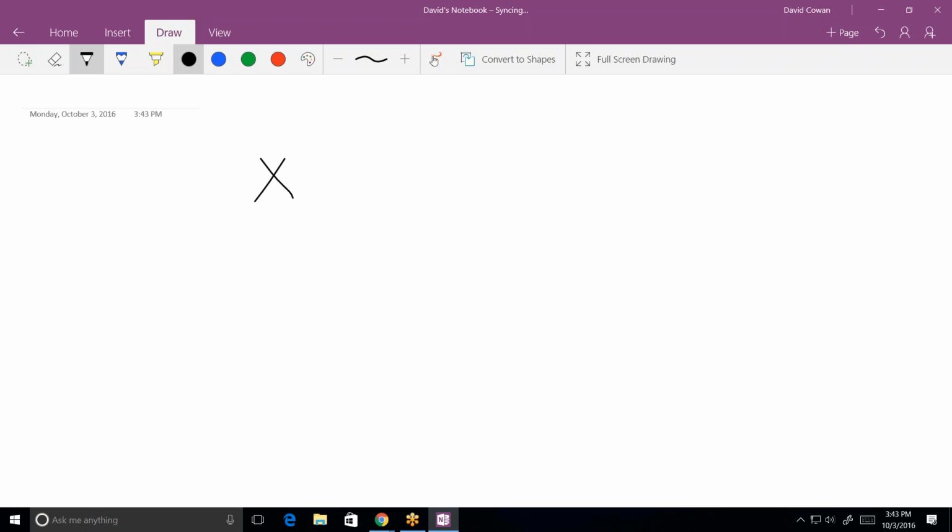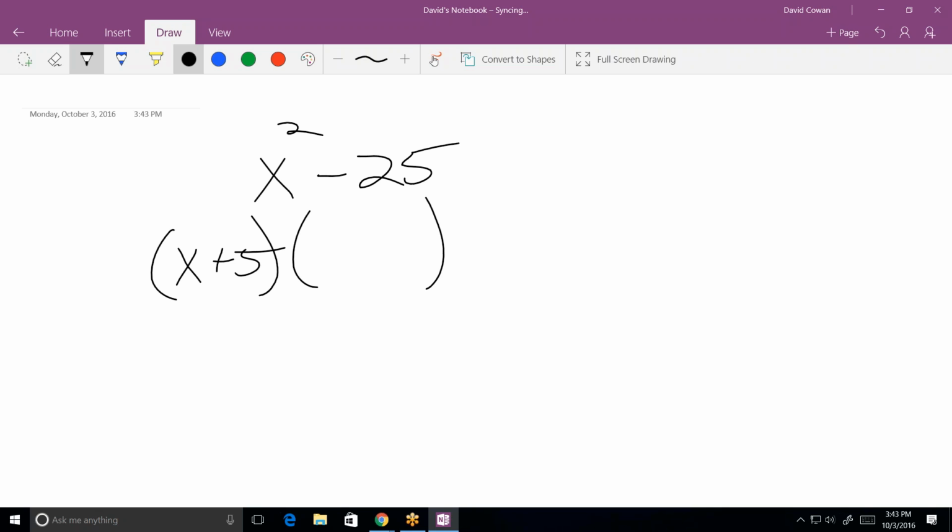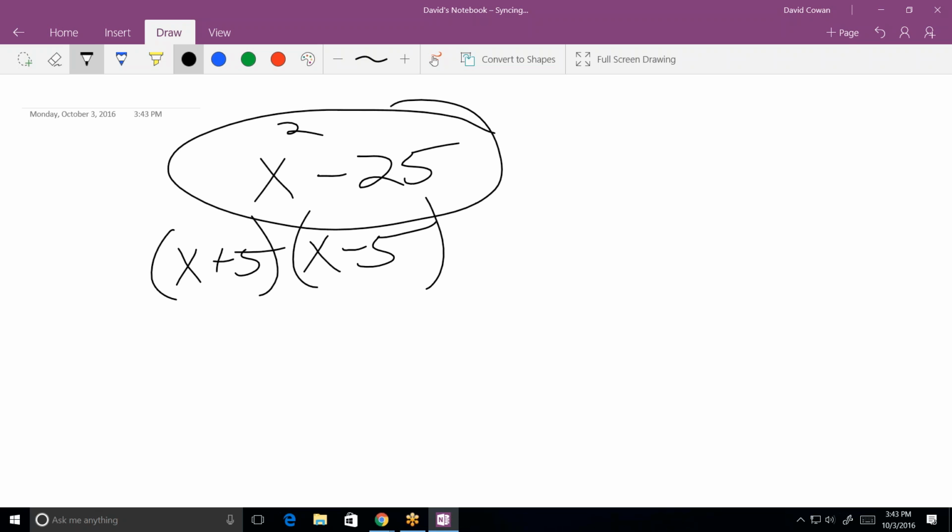Let's do one of these. In other words, when there's not a middle term with x, but more than that, this actually has a name. What's the name of this? Difference of perfect squares. Okay, how's it factor? x plus 5, x minus 5. All right. So that's kind of the second quadratic.